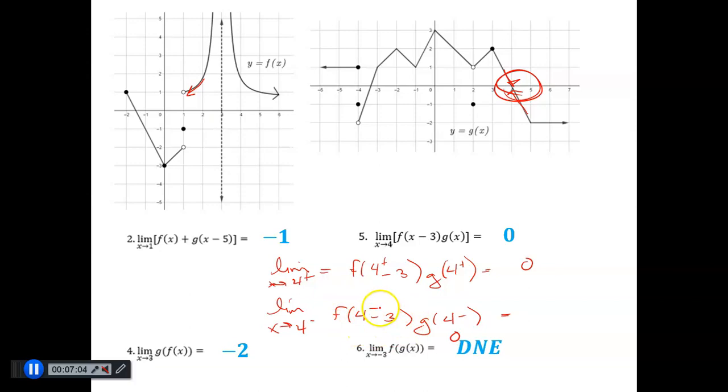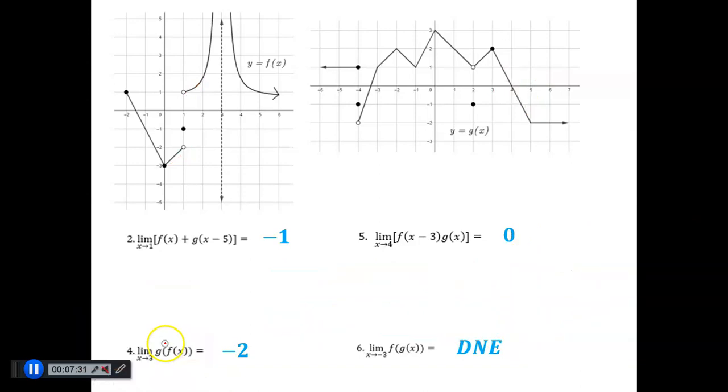If you're approaching 4 from the negative side, you're going to have numbers like 3.9, 3.99. Take away the 3, you're going to have numbers that are very close to 1, but from the negative side, right? So f of 1 from the negative side is negative 2. Not that it matters, because you're multiplying it by 0. Again, these match, so we have a limit. The limit is 0.